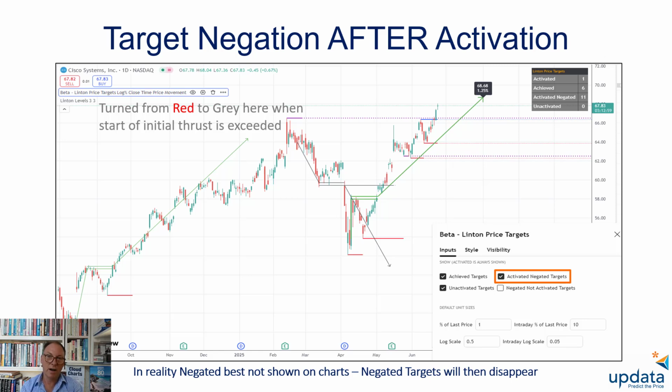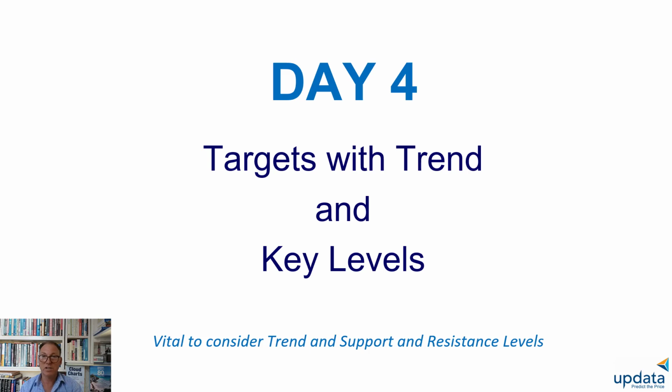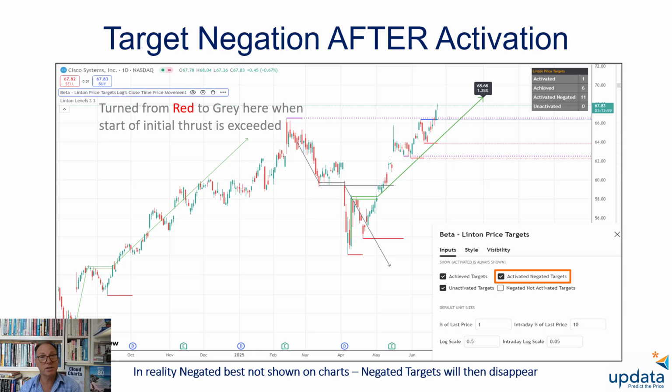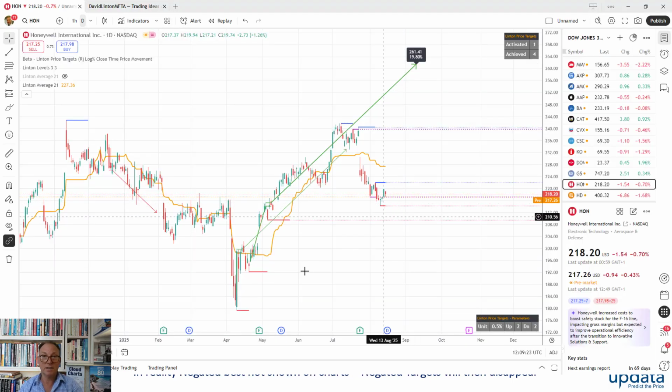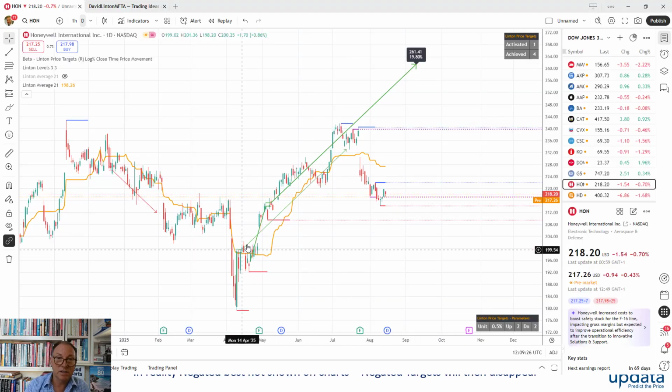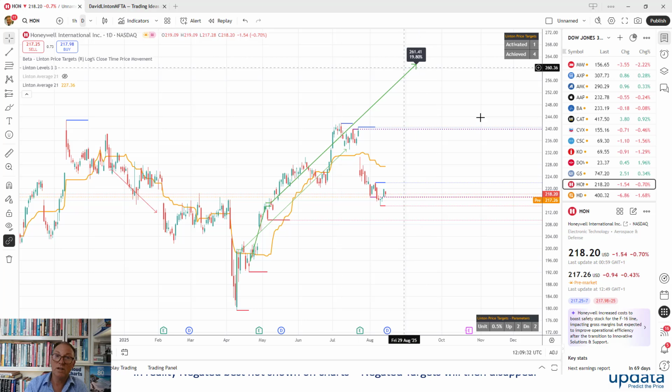So there are two different variables there in terms of the target activation and negation. So just worth thinking about. But as I say, with the trial, I suggest that you stick to just using the target activation. So let's have a look at some of the targets here. As you can see here, this one is not in bold, and so that's been achieved. This one is still in bold, not yet achieved.